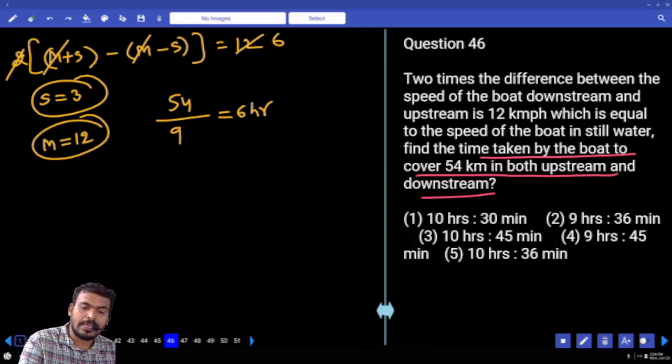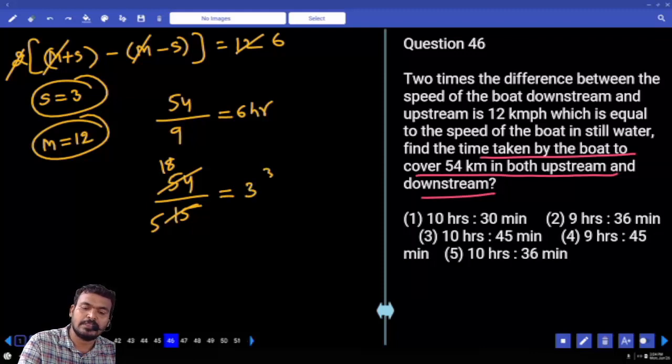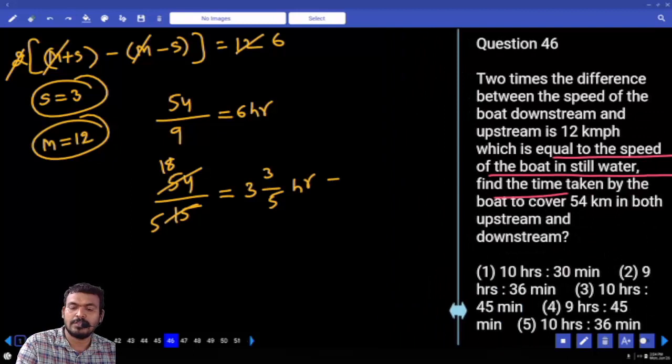Upstream time. Again, what is the downstream distance? 54. What is the downstream speed? 12 plus 3, 15. 3 how many times, numerator? 18. Denominator? 5. It is 18 by 5. 18 by 5 means 3 and 3 by 5 hours. 3 by 5 hours means 3 hours.